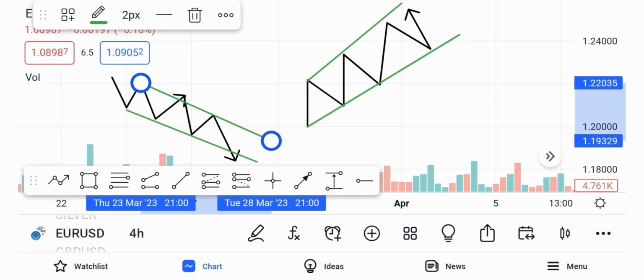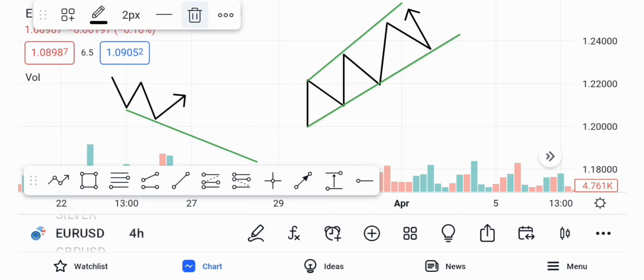So the difference between a downtrend and an uptrend: in an uptrend, the market is making higher highs and higher lows. And in a downtrend, the market is making lower lows and lower highs. It's pretty straightforward, nothing complicated.